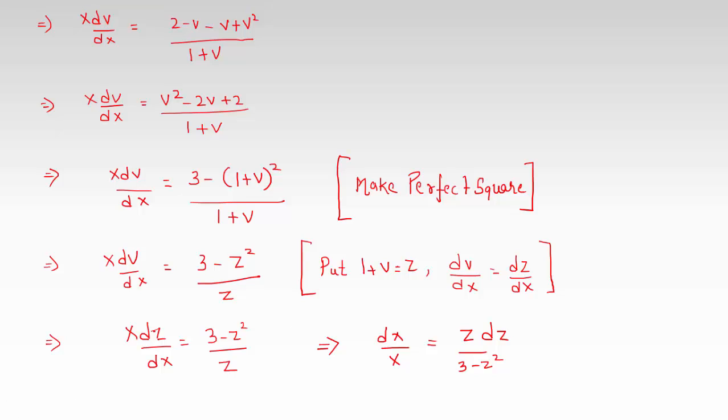When we are dealing with z and x, the differentiated variable should be z, not y or v, because we have substituted from v to z. Now this equation is given as dx by x is equal to z dz upon 3 minus z square. It has been done just by rearranging the variables. Now it is simply an equation which can be solved very easily by integration.